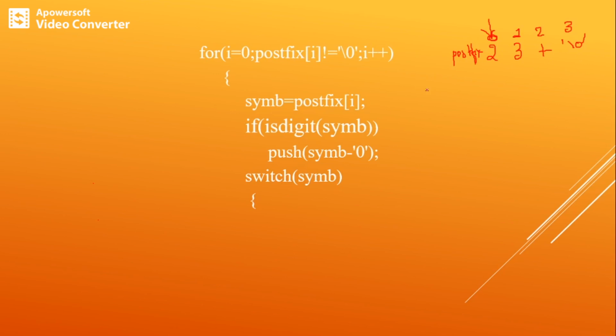So when i is 0 the first time, postfix of 0 will be 2. That is assigned to symbol. After that you are going to check whether the symbol you have got is a digit or not, using isDigit, and you are going to convert it to a decimal and put it onto the stack. If it is not a digit, if it is an operator, then you are passing the character to a switch case.